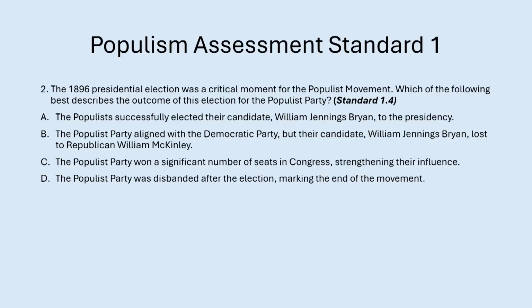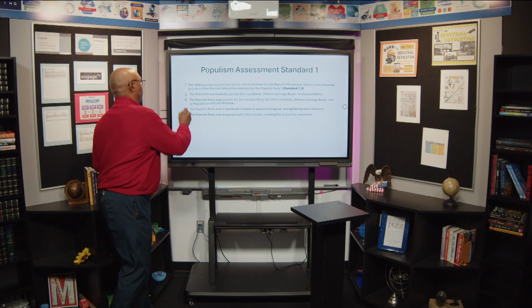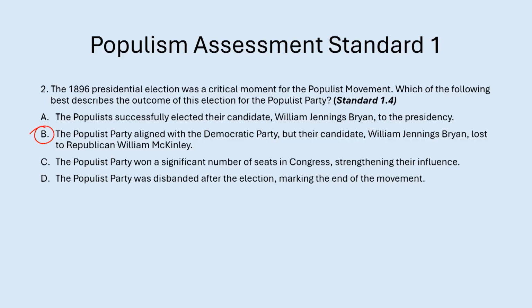Populism Assessment Standard 1. The 1896 presidential election was a critical moment for the populist movement. Which of the following best describes the outcome of this election for the Populist Party? The Populists successfully elected their candidate, William Jennings Bryan, to the presidency. Nope, didn't happen. The Populist Party aligned with the Democratic Party, but their candidate, William Jennings Bryan, lost to Republican William McKinley. The Populist Party won a significant number of seats in Congress, strengthening their influence. The Populist Party was disbanded after the election, marking the end of the movement. The best answer: 1896 was a critical moment because what did it do? It is that the populists aligned with the Democrats.